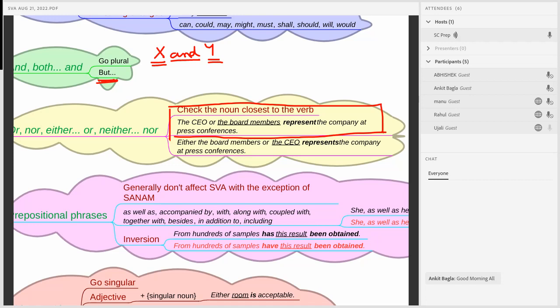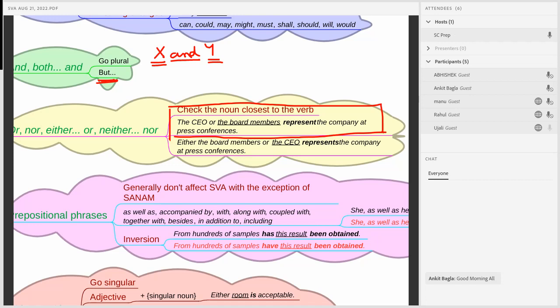Relatively easy to apply. In case you're wondering why this happens, there's no real reason for it. This is just a convention in English. So with and, you're going to get multiple things, practically speaking. With or, you are joining two things, but the convention in English is to make the verb agree with the closest noun. And that's why in the second one, when we've swapped the positions of CEO and board members, now CEO is closer to represents, and therefore it has to be represents. So CEO singular, represents is singular.